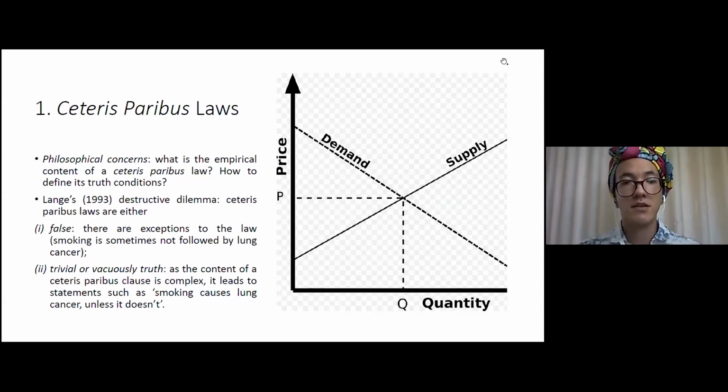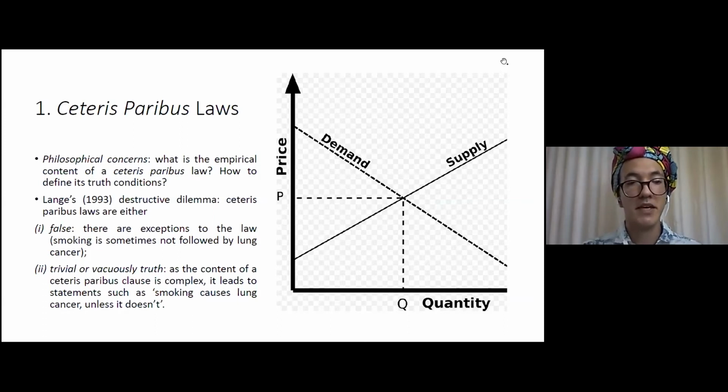sometimes you cannot state a closed list for these conditions for the law to hold. So it leads to a problem that Mark Lange once posed as a dilemma, a destructive dilemma. So according to Lange, ceteris paribus laws are either false or trivial.